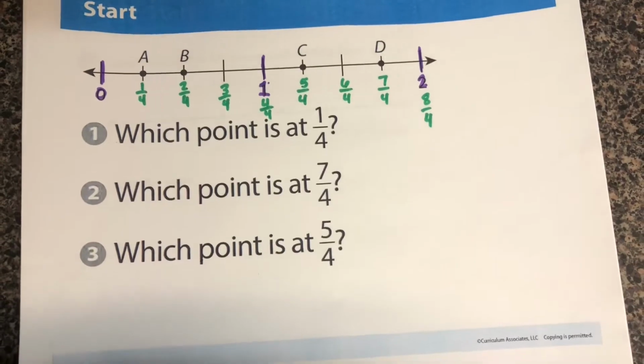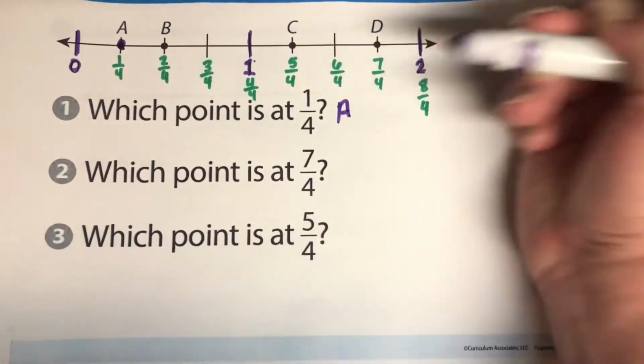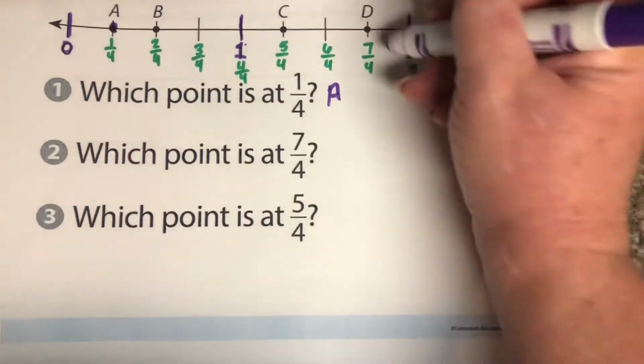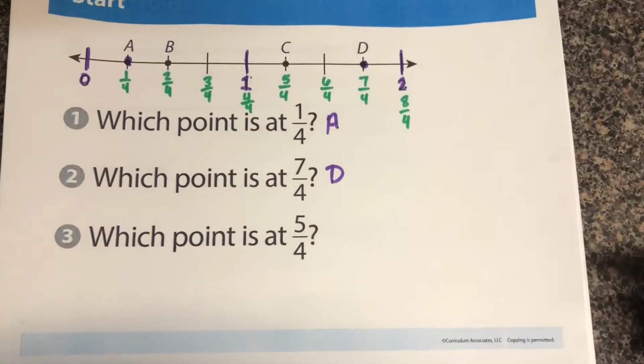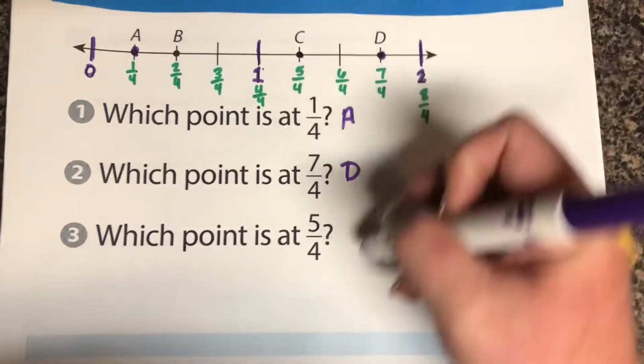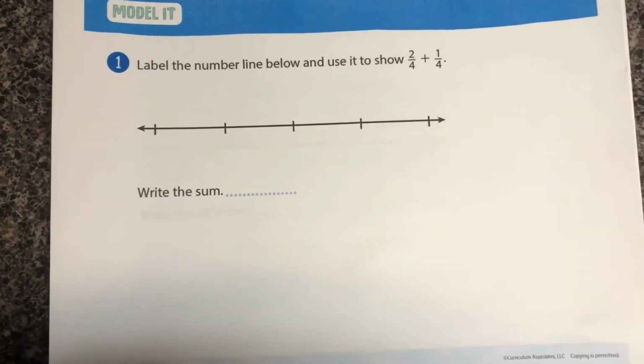Which point is at 1/4? Okay, that would be point A. Which point is at 7/4? That would be D. And which point is at 5/4? That would be C.